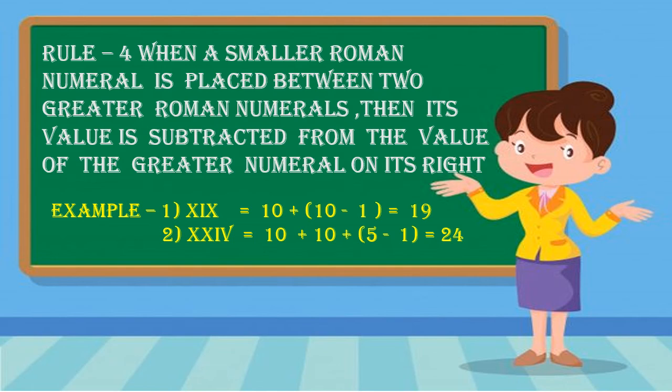In example 2, 2 X, 1 I and 1 V are written. I is the smallest among them and it is placed between X and V. Its value is subtracted from the value of the numeral on its right, that is V, which is equal to 5. So, XXIV equals 10 plus 10 plus 5 minus 1, which is equal to 20 plus 4, 24.